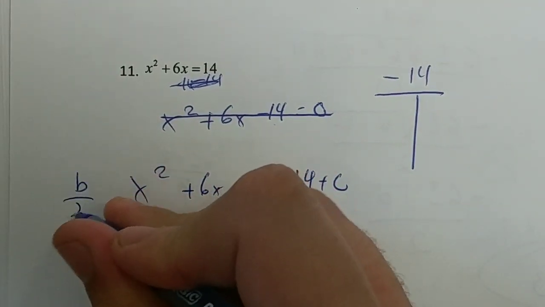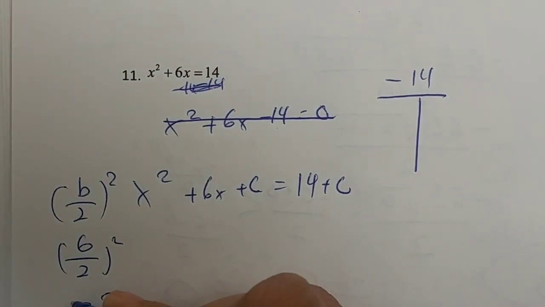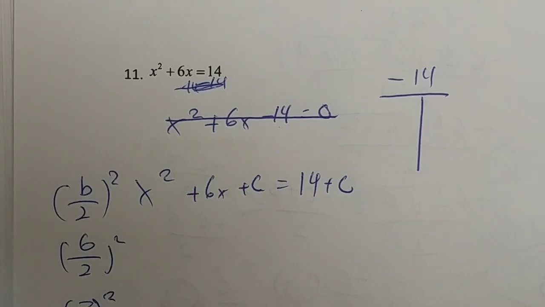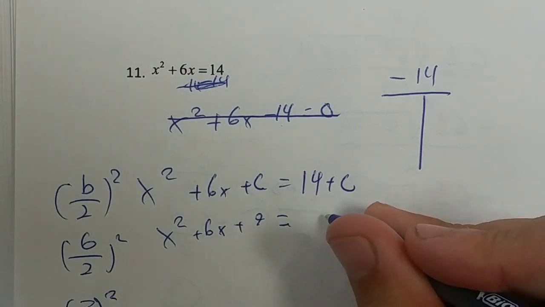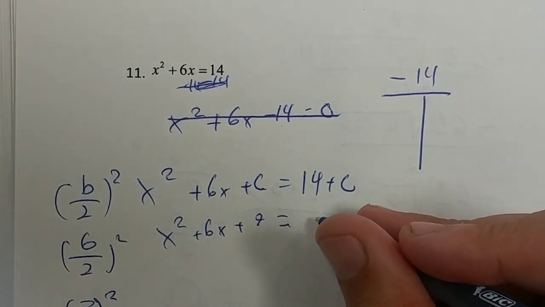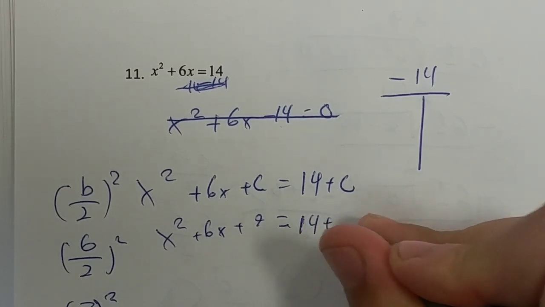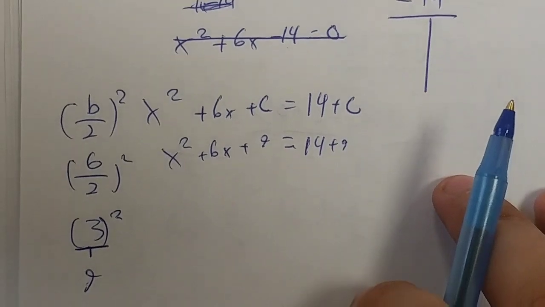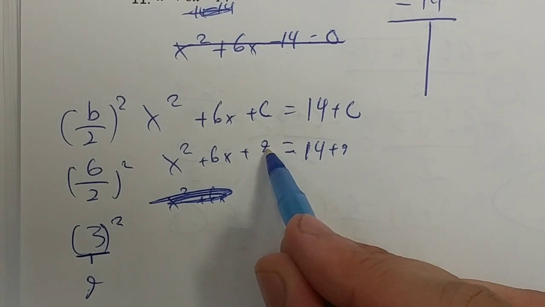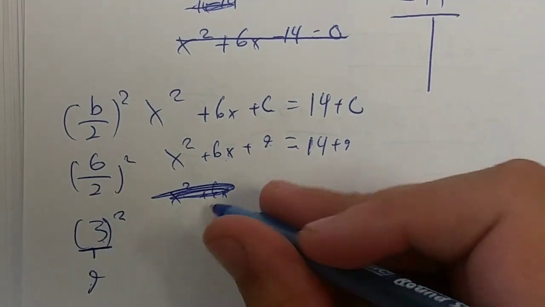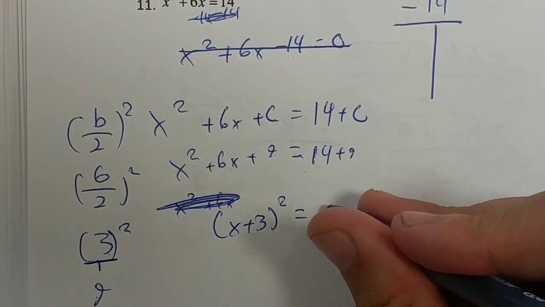So, we got to do that b over 2 squared, 6 over 2 squared, 3 squared, keep that number in mind, 9. So, x squared plus 6x plus 9 equals 14 plus 9. X squared plus 6x, oh, I could actually factor this. Things that multiply to 9 that add up to 6, remember, is this. X plus 3 squared. 14 plus 9 is 23.